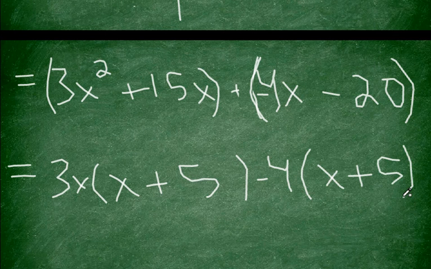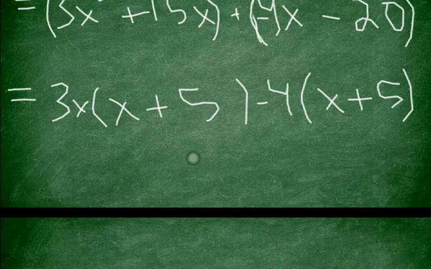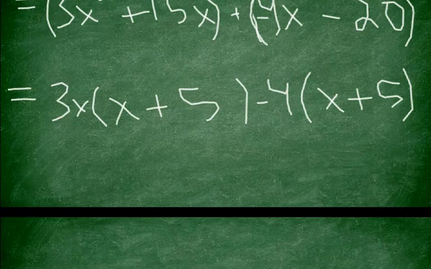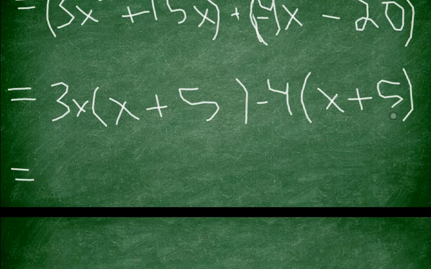And the reason for that is because I want to get these two guys to match. So that's kind of like a check step. I got x plus 5, I got x plus 5. I'm good because now I'm in a really good spot factoring wise to take out an x plus 5 that they share in common and factor that out itself.